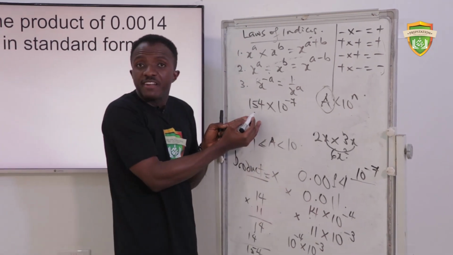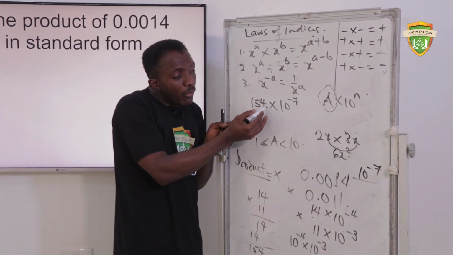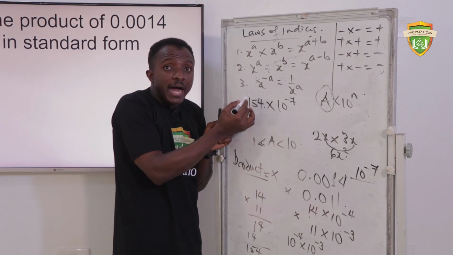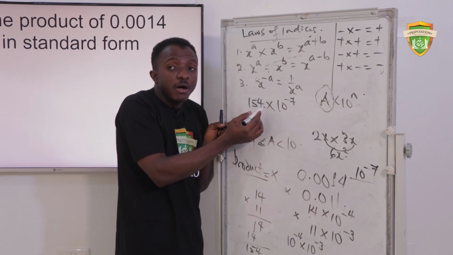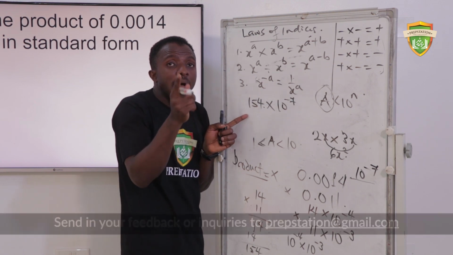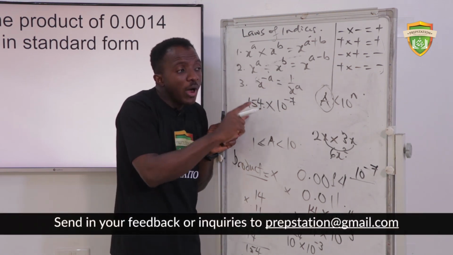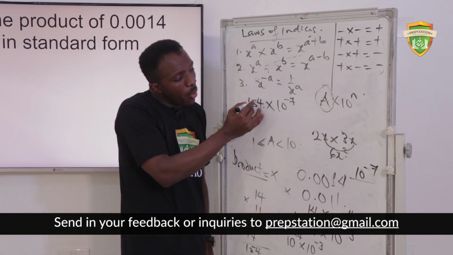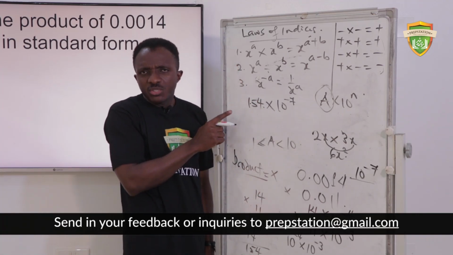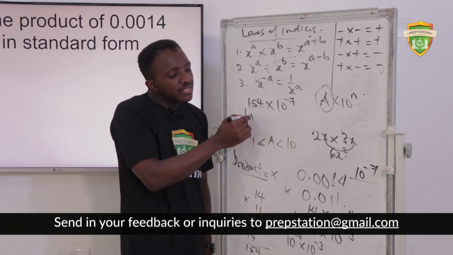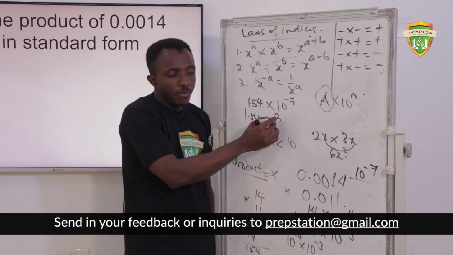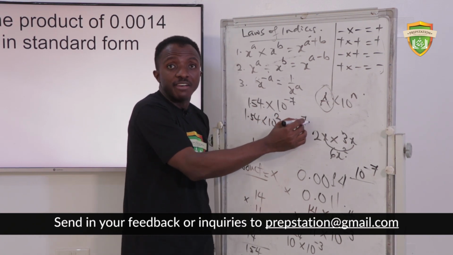So this is 154. Now, we have to move decimal points to the left. I said, when you move decimal point to the left, the power is positive. When you move decimal point to the right, the power is negative. So this will give us 1, 2. Notice where we stopped. We stopped at 1.54. So 1.54 times 10 raised to the power 2 times 10 raised to the power minus 7.